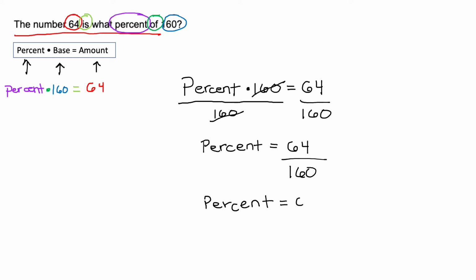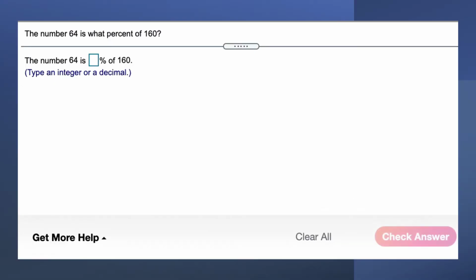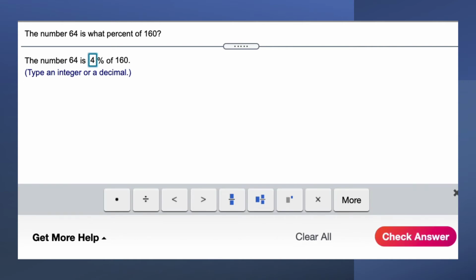0.4. Now 0.4 is a decimal, but we want a percent. That means that I'm going to multiply 0.4 by 100. If I do that, that moves the decimal 2 places to the right. So that means that my percent is 40%. In my math lab, it will state the number 64 is blank percent of 160. To type in the answer, put your cursor in the text box and type in 40.